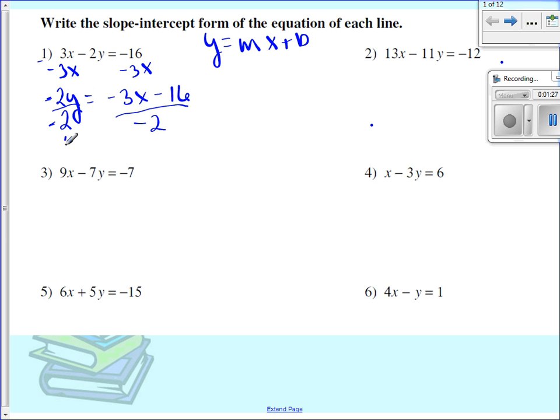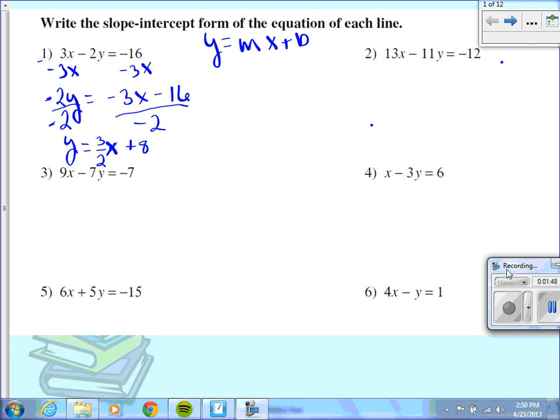So now I have y equals negative 3 divided by negative 2 gives me a positive 3 over 2x. And a negative 16 divided by negative 2 gives me a positive 8. Does that make sense? Okay. So let's do number 2.